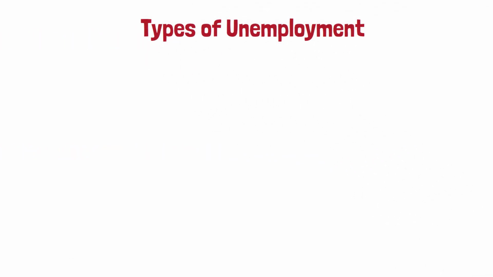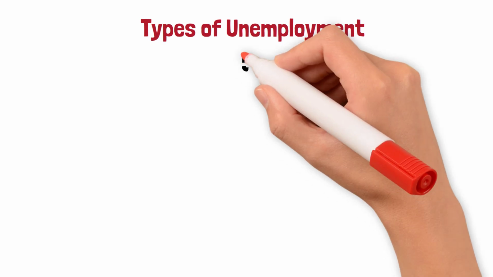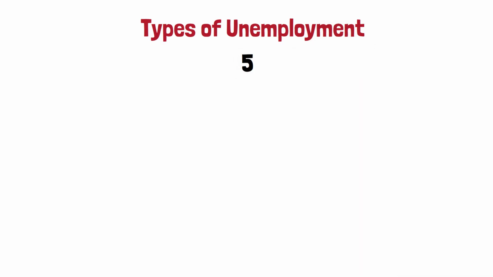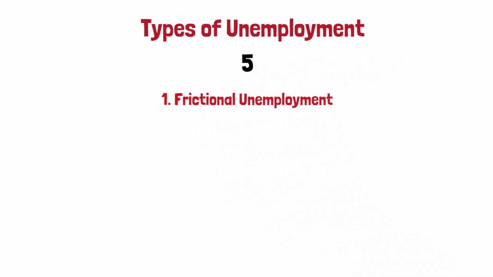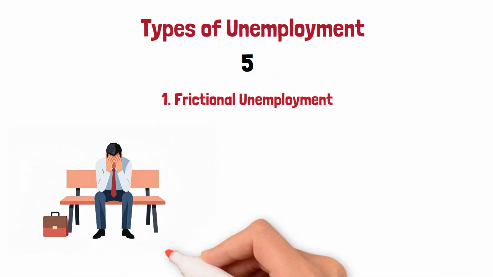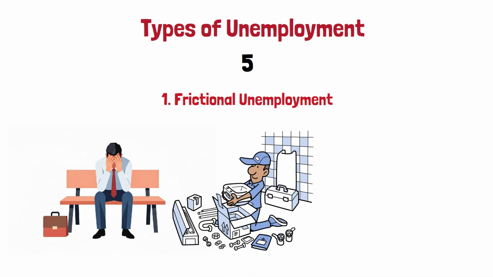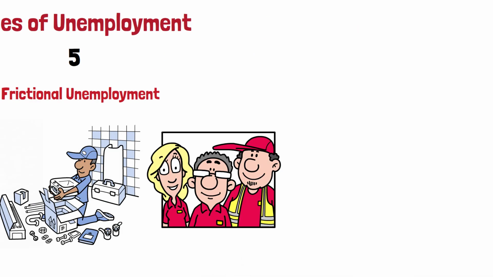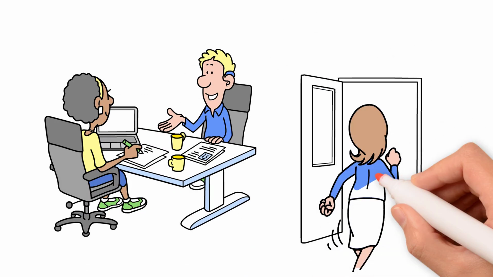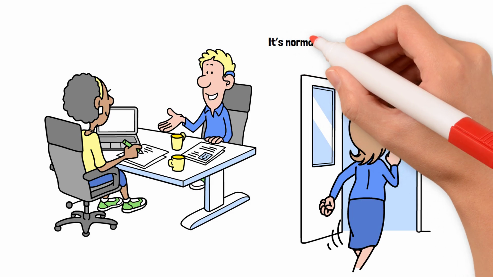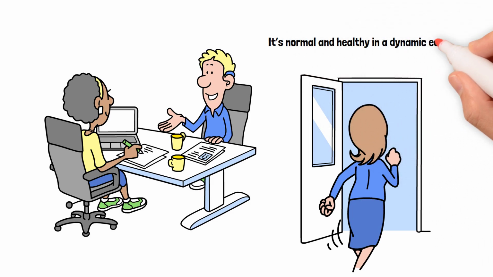Types of unemployment. Let's break it down into 5 main types you'll see in the real world. 1. Frictional unemployment. This is short-term unemployment, when people are in between jobs or just entering the workforce. Example: a recent graduate looking for their first job, or someone who quit to find better work. It's normal and healthy in a dynamic economy.